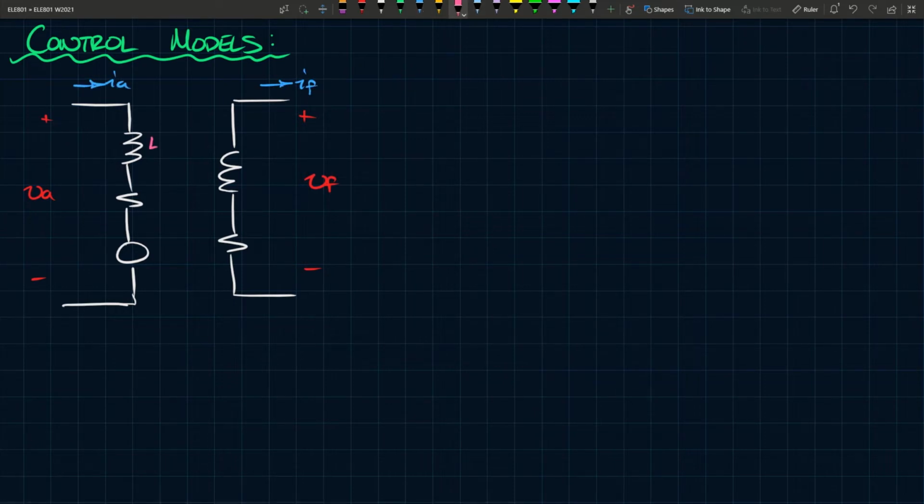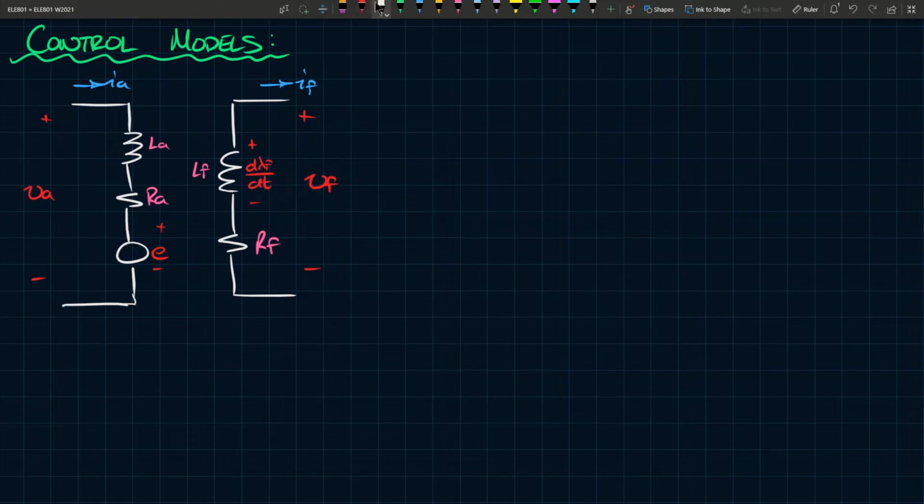This is the armature inductance, and the field inductance. This is the field resistance. This is the armature resistance. This back EMF, we called it E. And we can also define this thing here, although we did this previously, this is d lambda F by dt.